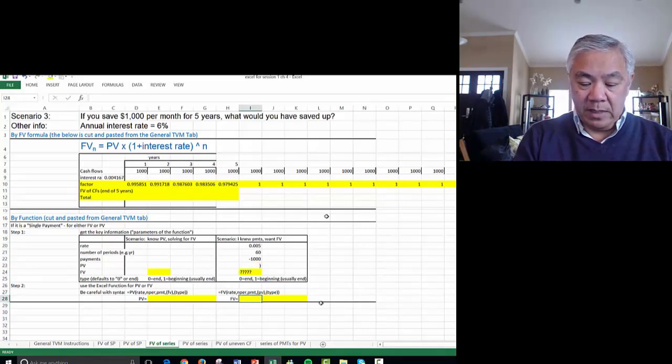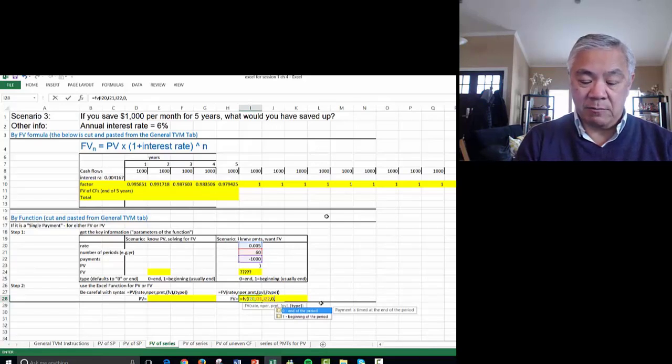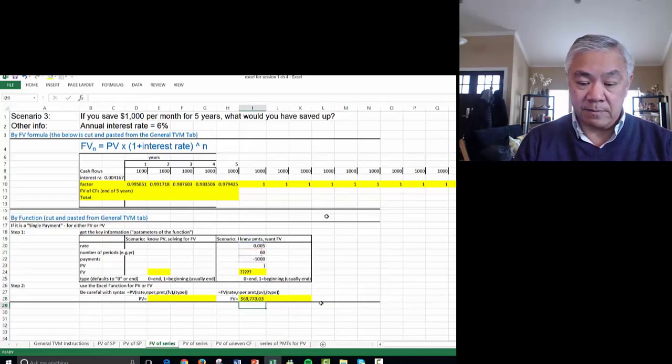So let's go with future value equals FV, open parens. Again, this is going to get boring. The rate, but remember it's a monthly rate. So it's the annual rate divided by 12. The number of periods, 60 months, not years, comma. Then what is the payment amount? $1,000 negative. We're paying out. What is the PV? There's no additional PV. And then what is the type rather? We'll take the default, close parens, enter.